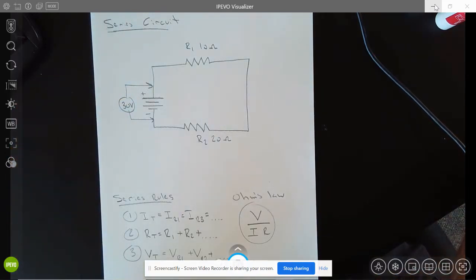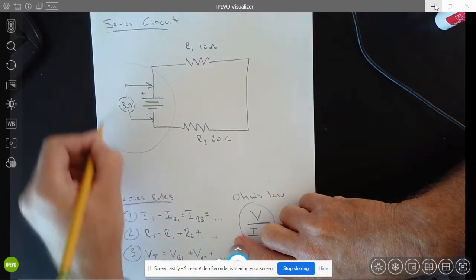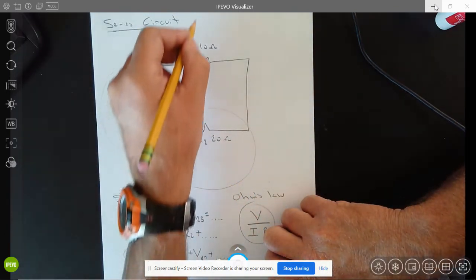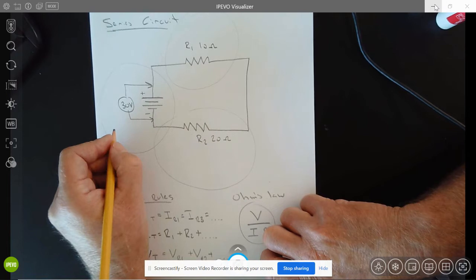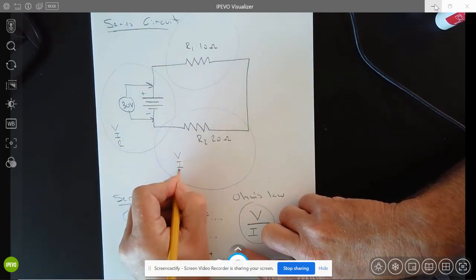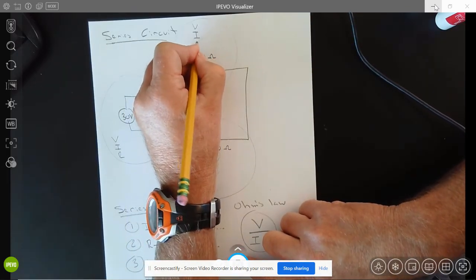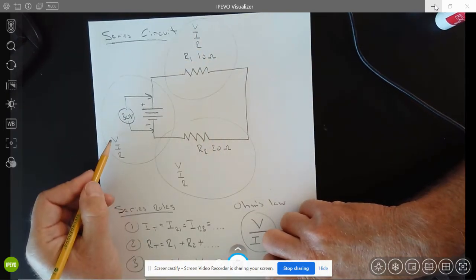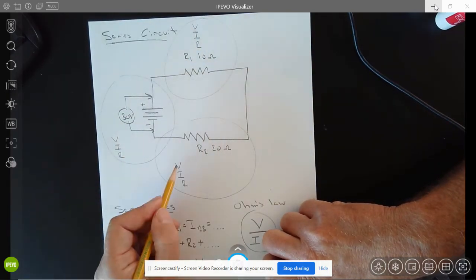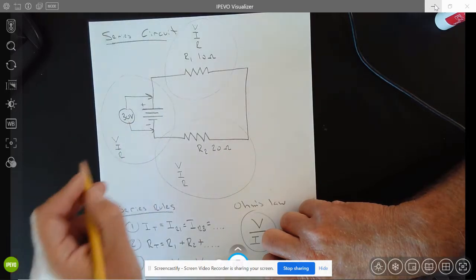If I want to solve this circuit, the first thing I do is put V, I, R. So basically, make a circle around each of the battery and each of the resistors. On this guy, I have V, I, R. This guy, I have V, I, R. This guy, I have V, I, R. In each of them, I need eventually to know the voltage, current, resistance. First I'll start out by writing what I know. I know that I have 30 volts.